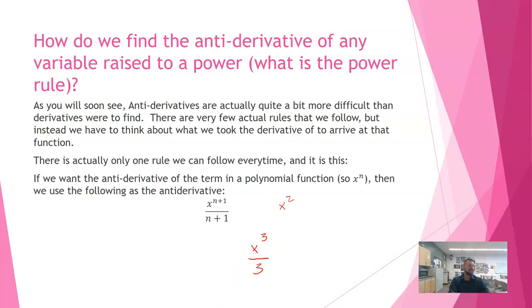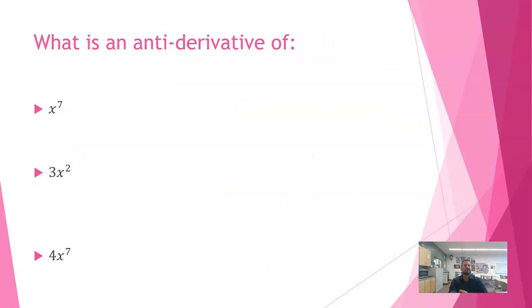Everything besides that is why antiderivatives are so much more difficult than derivatives in general. Derivatives, we know how to take the derivative of just about anything. The rules work no matter what. Antiderivatives are as important, if not more important, than derivatives, but they're much, much more complicated to deal with. So if I wanted to find the antiderivative of x to the 7th, it would be x to the 8th, because I add 1 to 7, and then I divide by the new power.